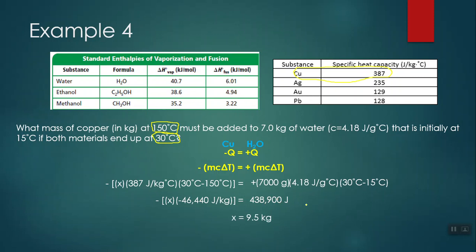Okay, so the common mistake here is that most students will mix up the temperatures. A lot of them will put like 30 minus 15 for copper, and then 30 minus 150 for water. So you just have to make sure that you're double checking your temperatures, and making sure that everything that's of copper is on the copper side and everything that's of water is on the water side.